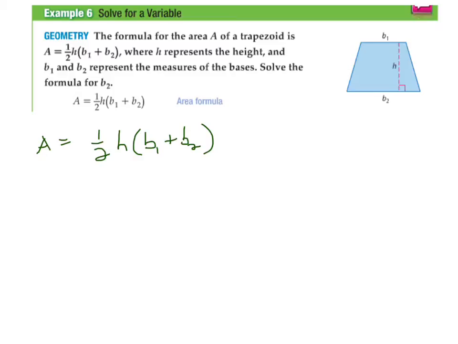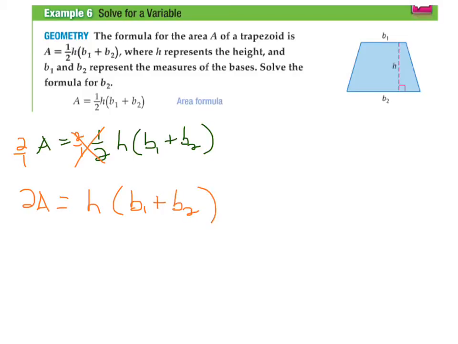The opposite of multiplying by 1/2 is multiplying by, change colors here so it stands out, 2 over 1. And if we multiply by 2 over 1 on the right, then we also have to multiply by 2 over 1 on the left. 2 over 1 is just 2, so we have 2a on the left-hand side. This all canceled out, and that leaves us with h times our parentheses b1 plus b2.